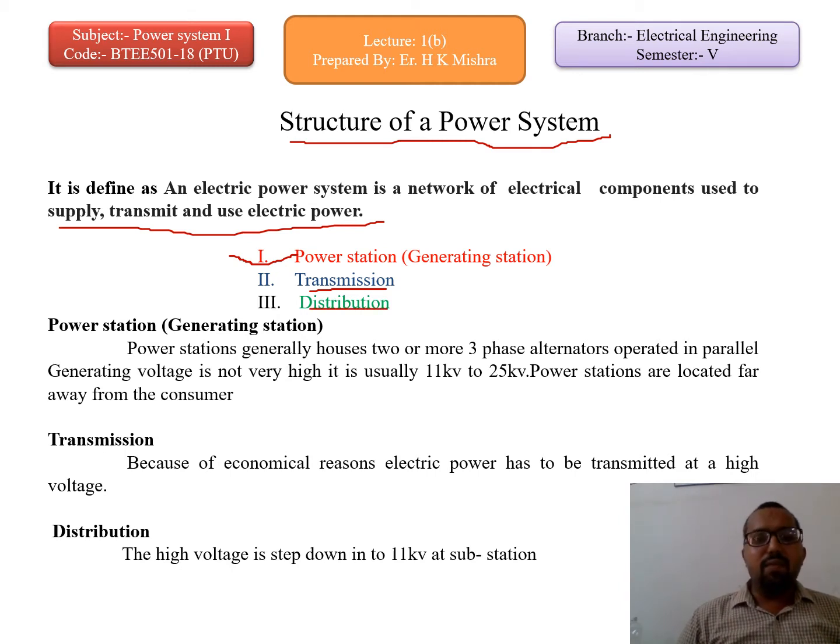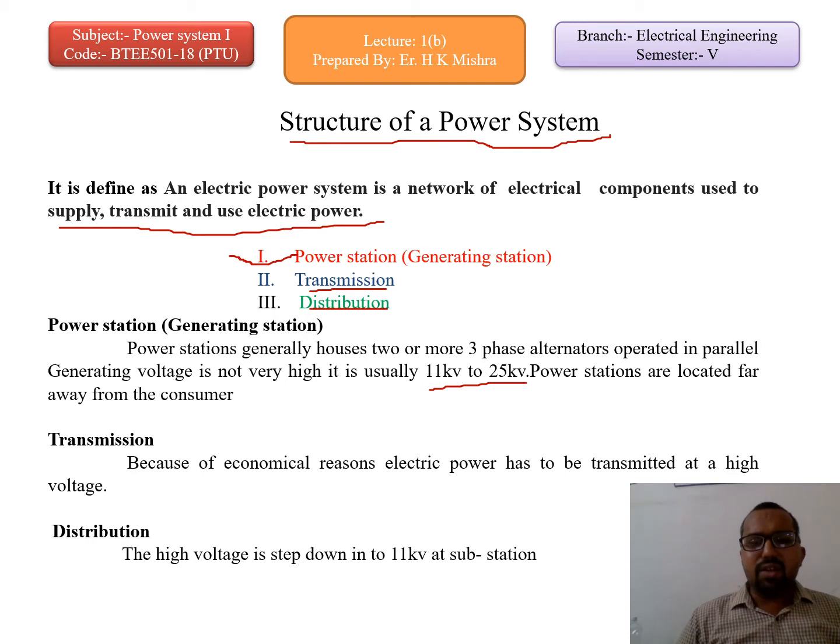So when we go for power stations, like generating stations, we have different types of electrical power generating systems like hydroelectric power systems, thermal power plants, nuclear power plants, gas power plants, as well as solar, wind and so on. The main thing is that the range of the generated voltage is usually 11 kV to 25 kV in three phase.